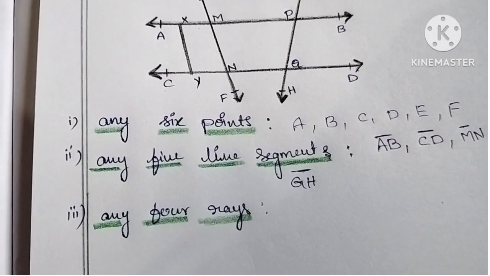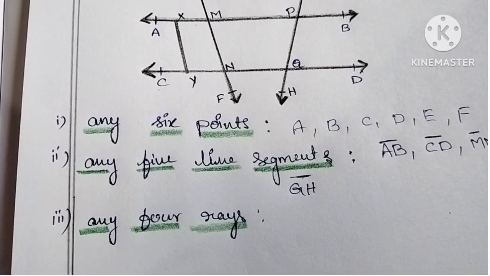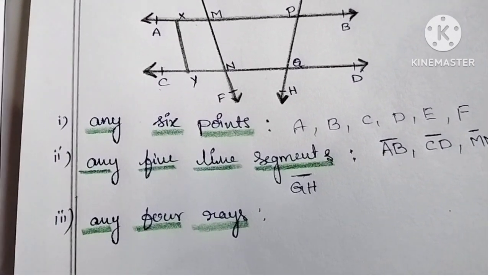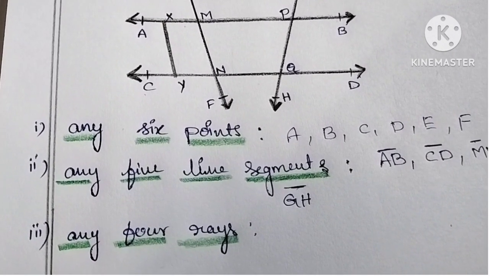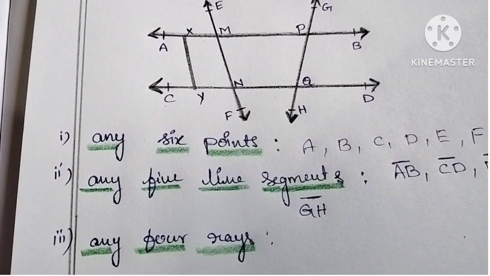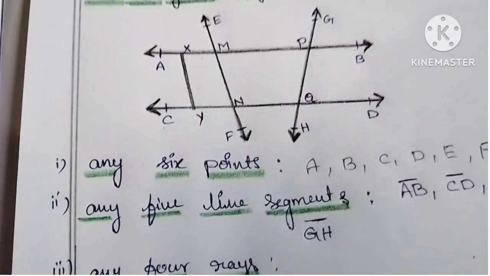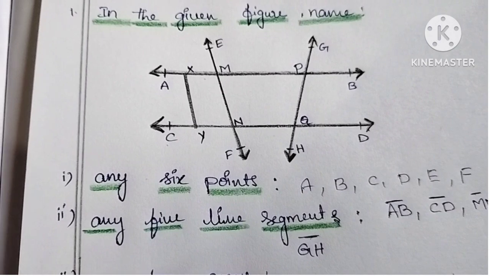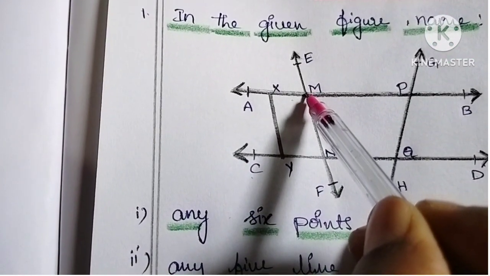So name any 4 rays. So what is meant by ray? So a ray is a part of a line only. So it begins at a fixed point and goes on endlessly. So it is having no end point, so that we can't measure the length of the ray. So in this diagram, we have to represent a point. So example I am taking.